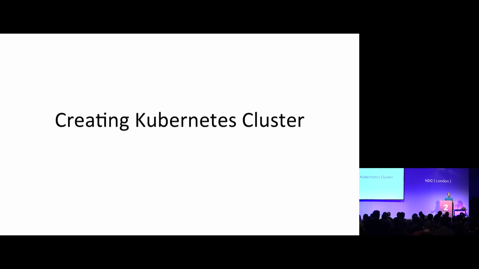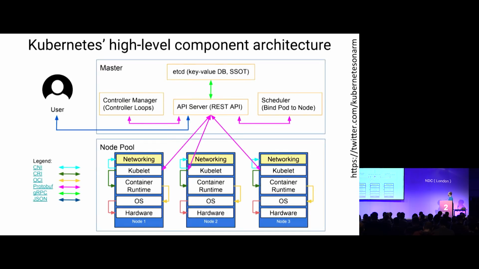But before we get to that point, we actually need a Kubernetes cluster in the first place. So how do you go about doing that? So there are two key components to setting up and configuring Kubernetes. First one is you need a master, and then you need nodes.